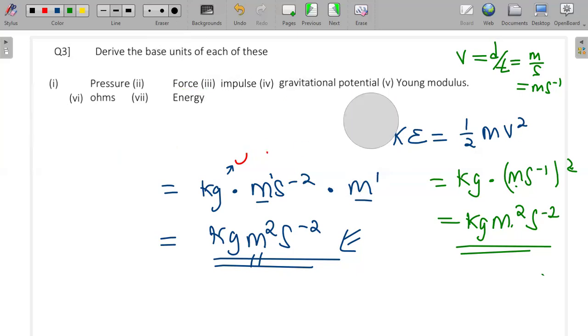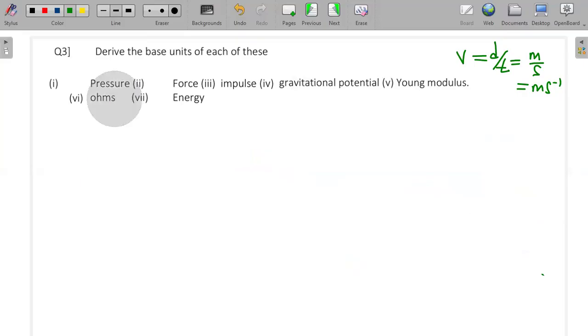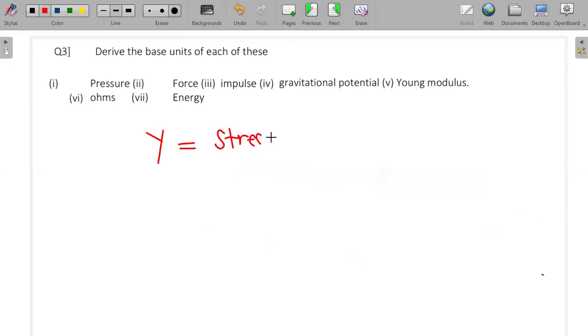Okay, let's look at Young's modulus. Here you can do some research. Young's modulus, indicated by a capital letter Y, is equal to stress over strain. Now this stress here is the same as pressure. So stress is the same as pressure. So I'm just going to say stress here.